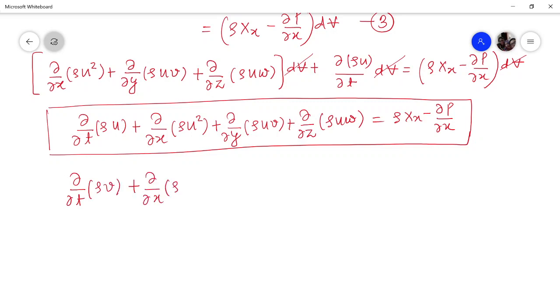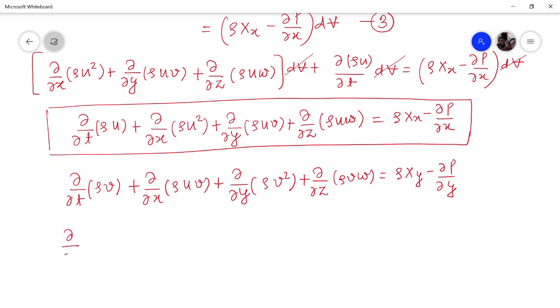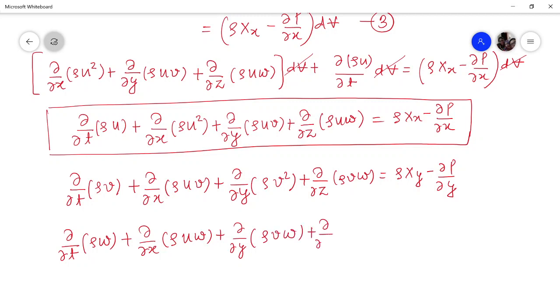∂/∂x(ρuv) + ∂/∂y(ρv²) + ∂/∂z(ρvw) = ρ X_y − ∂p/∂y, and in the z direction it is ∂/∂t(ρw) + ∂/∂x(ρuw) + ∂/∂y(ρvw) + ∂/∂z(ρw²) = ρ X_z − ∂p/∂z.